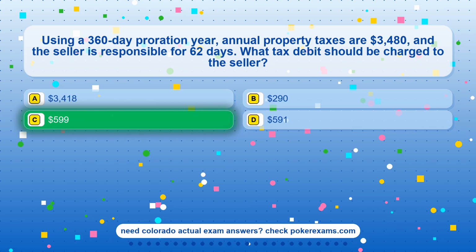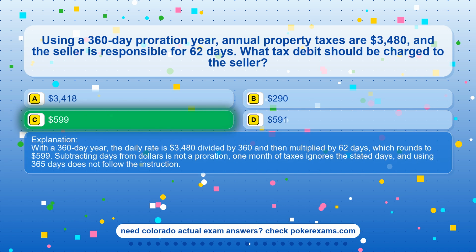The correct answer is option C, $599. With a 360-day year, the daily rate is $3,480 divided by 360 and then multiplied by 62 days, which rounds to $599. Subtracting days from dollars is not a proration. One month of taxes ignores the stated days, and using 365 days does not follow the instruction.